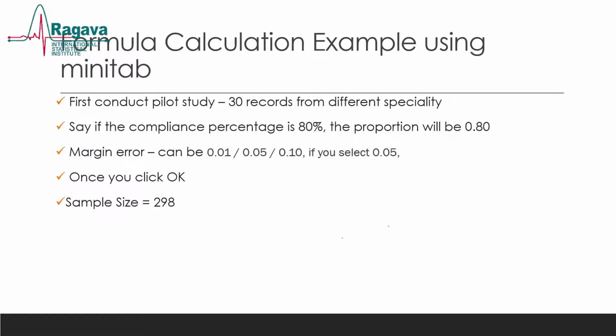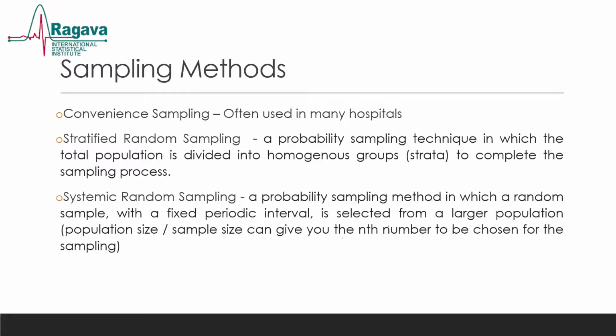So that will be the sample that you will have to carry out with regards to your retrospective chart review. I hope the example that I have given is clear with regards to the calculation using a formula and using Minitab. So now we have seen how we arrive at a sample size by using a formula method and also by using a Minitab option. Once you define your sample size, you will move on to the sampling method.